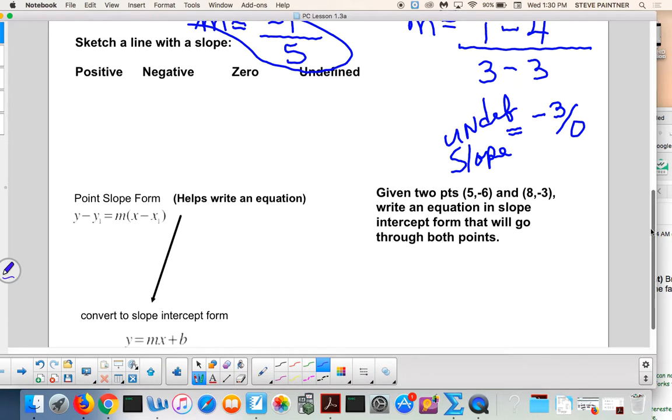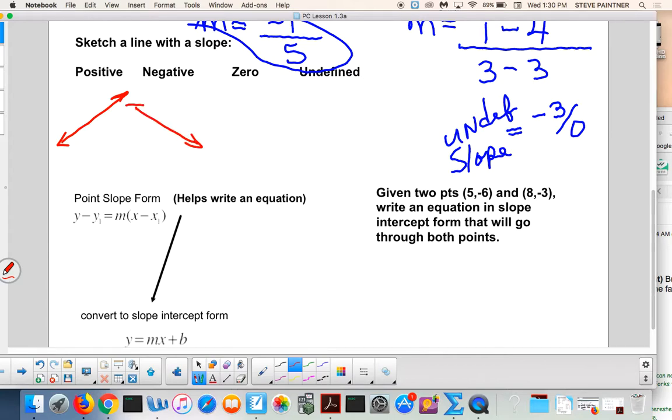Okay, this is quick. Just please sketch me a line with slope that's positive, negative, 0, and undefined. So you could probably do this with your arms, right? So give me positive right now. What's positive line gonna look like? Okay, you're pretty much all doing the same thing. From left to right, what's the line do? It goes up. Negative from left to right goes down.